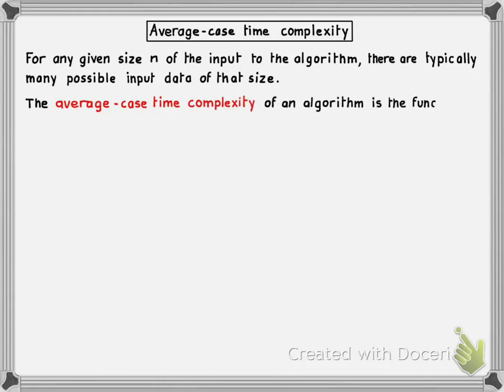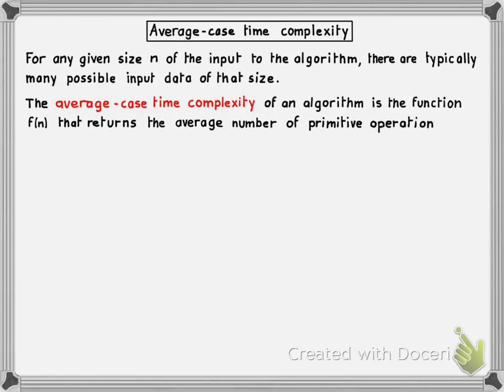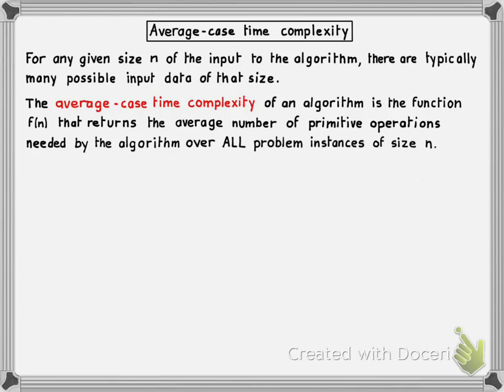Now, this is defined again as a function f of n, where n is the size of the input, and f of n returns the average number of primitive operations that are needed by the algorithm over all possible problem instances of size n. So here, instead of considering the best case or the worst case, we're going to consider all possible cases of all problem instances of a given size n, and then we're going to compute for each one of them the number of primitive operations needed by the algorithm, and then we're going to finally compute the average of all these numbers.